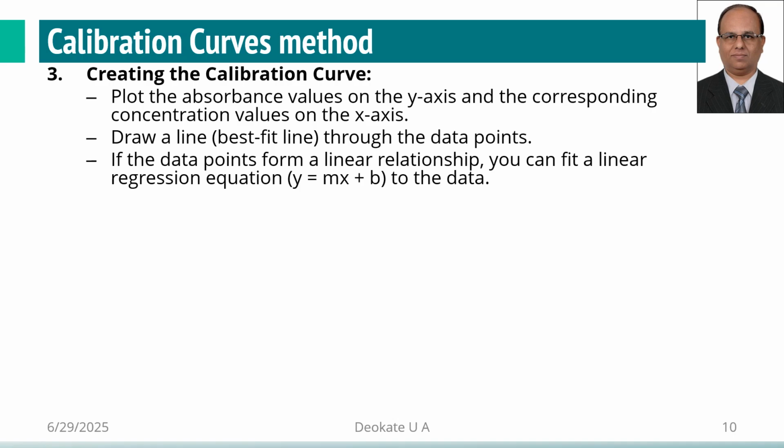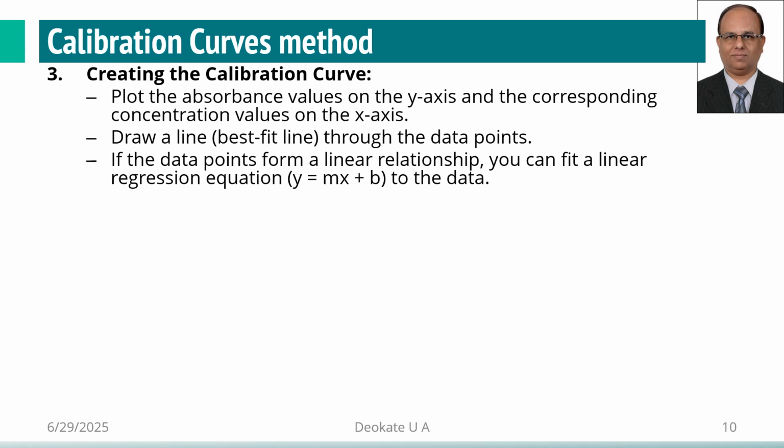The third stage is creating the calibration curve. Plot the absorbance value on the y-axis and the corresponding concentration value on the x-axis. Draw a line, the best fit line, through the data points. All your data points should lie on the line. If they are deviating, it means you are having certain problems in preparing a standard curve.